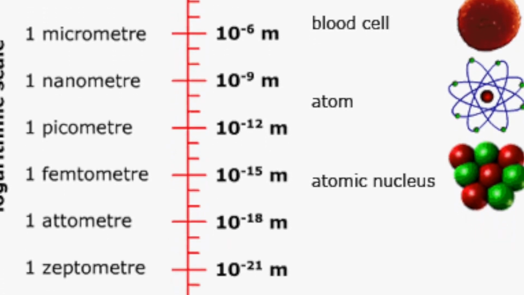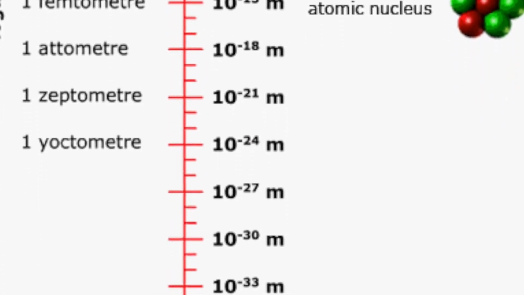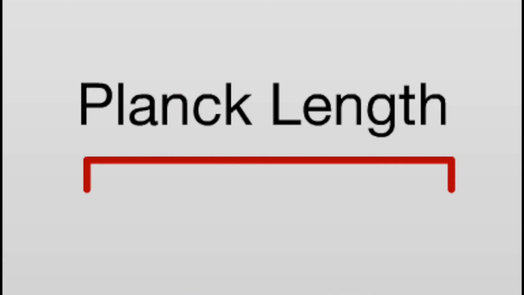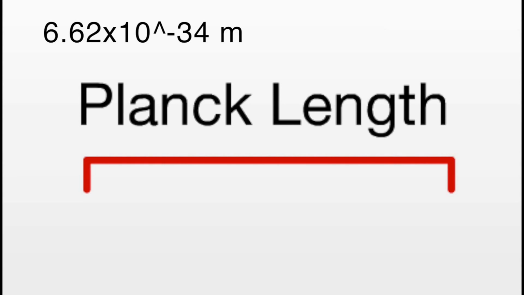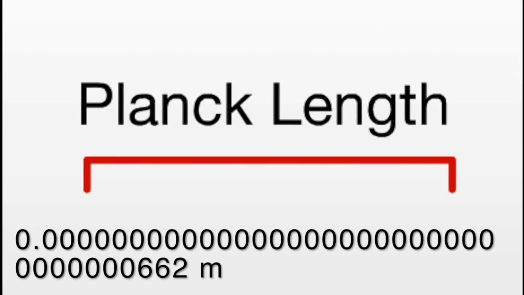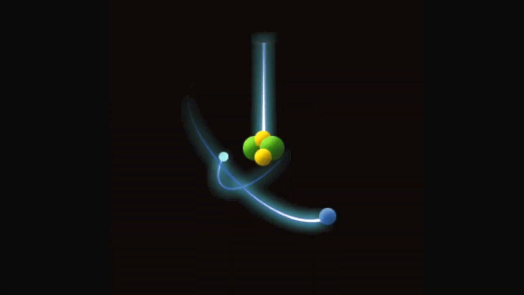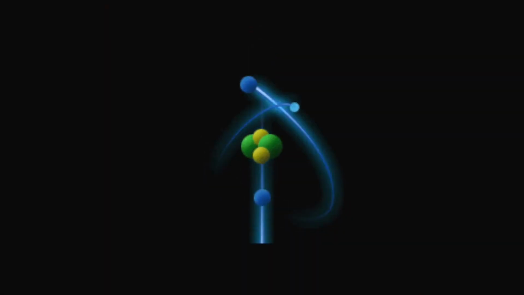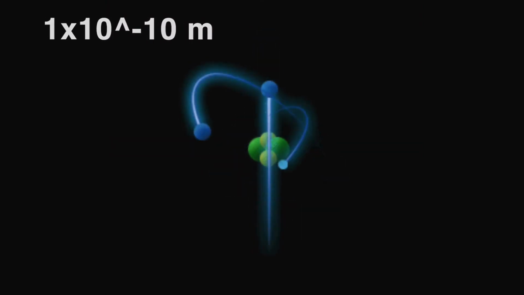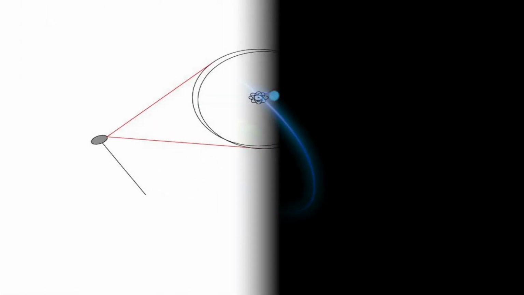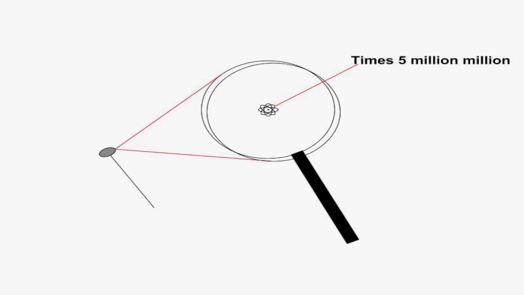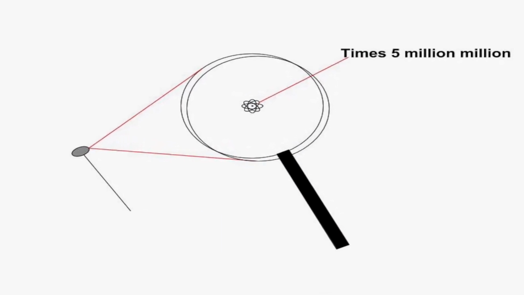In order to understand the relative size of the quantum universe, you need to look at the size of a single Planck. Now, one Planck is equal to 6.62 times 10 to the negative 34th. That means that there is a decimal point, 33 zeros, and then the number 662. To put that in perspective, an atom has a value of 1 times 10 to the negative 10th. And you can fit over 5 million atoms on the head of a pin.